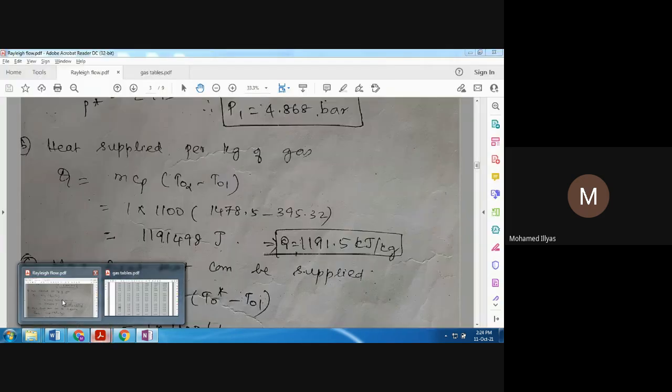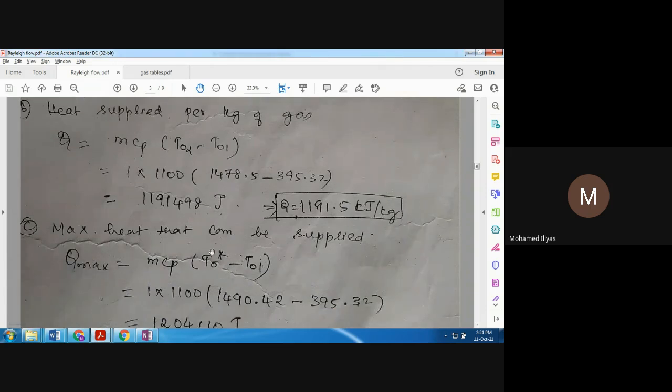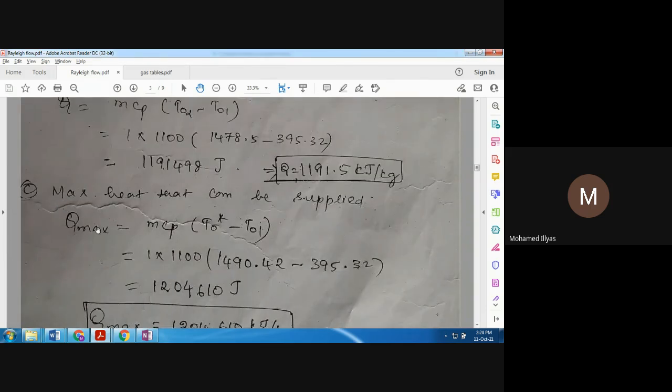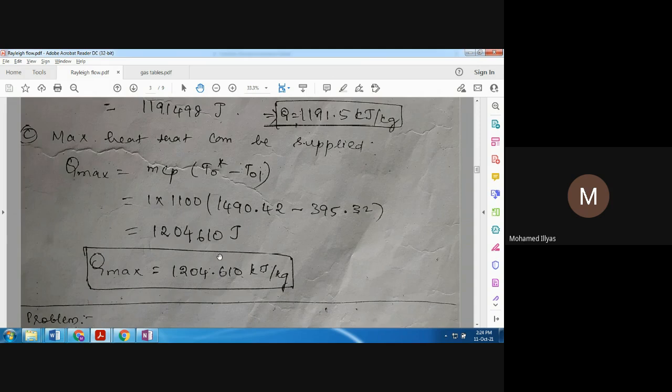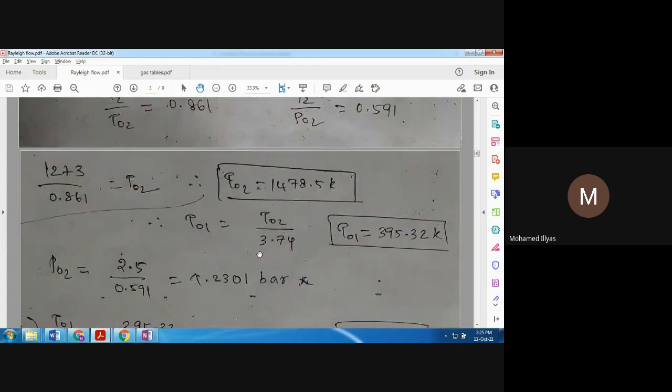So T naught star is the maximum stagnation temperature. For Q max, we use this T naught star instead of T naught 2. So it is m Cp into (T naught star minus T naught 1). T naught star we have also calculated: that is 1490.42, and T naught 1 is 395.32. So we'll get our Q max as 1204.6 kilojoules per kg. I hope you understood this problem.